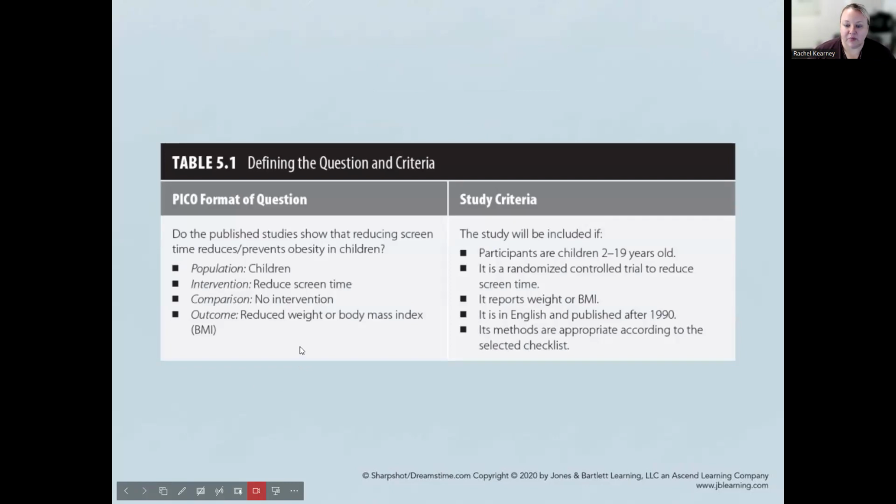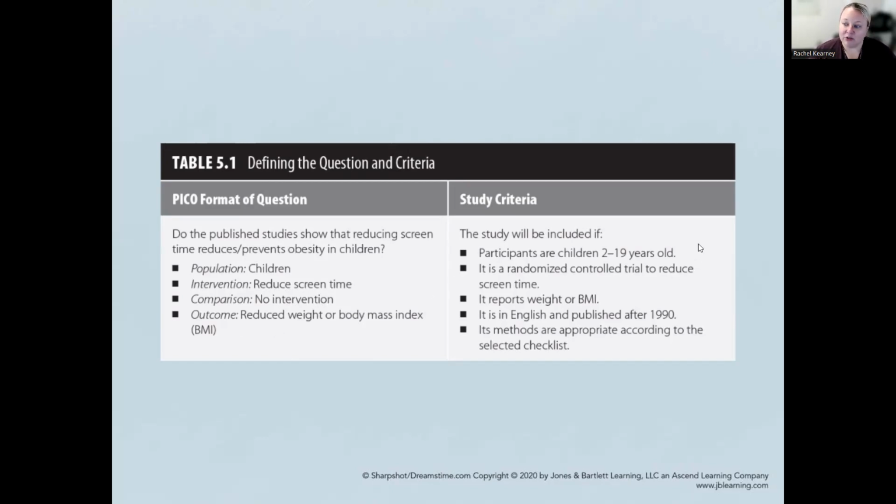So this is an example of basically the PICO question. If you were looking at children, the question is, do the published studies show that reducing screen time reduces or prevents obesity in children? So the population is children. The intervention would be reducing screen time. The comparison is doing nothing, keeping things the way they are. And the outcome is reducing weight or body mass index.